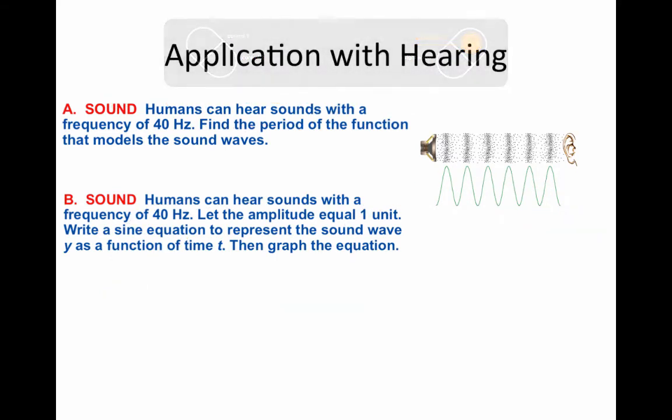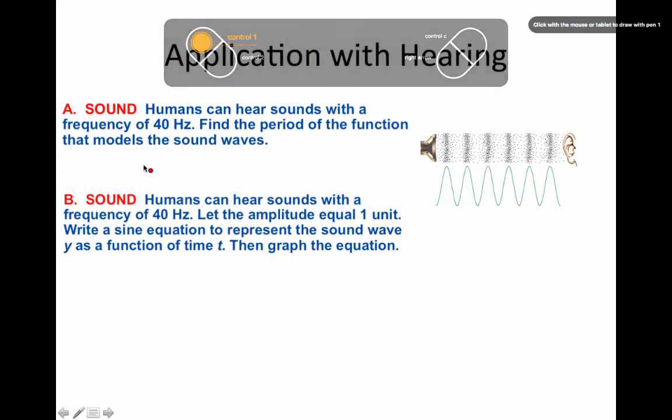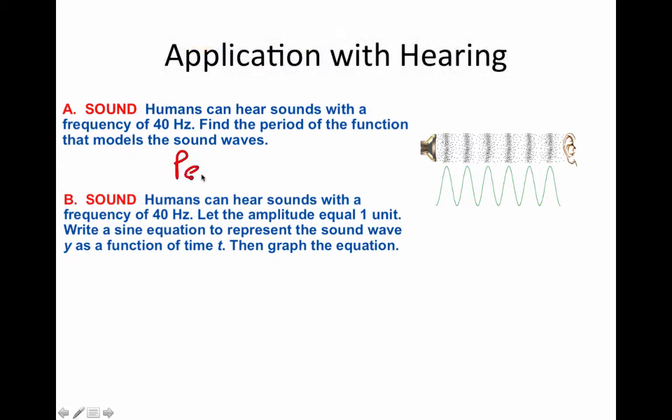A little word problem here. Humans can hear sounds with a frequency of 40 hertz. Find the period of the function that models it. Okay, if it's frequency, the period is going to be the reciprocal of the frequency and vice versa. So you have 1/40th. It says let the amplitude A be 1 unit.